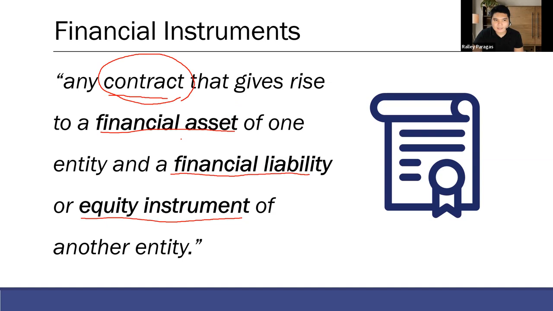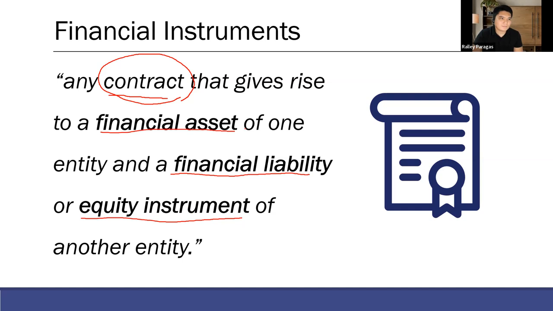So magkakaroon siya ng financial asset, for example, holdings in the equity or holdings in debt. And the other counterparty, magkakaroon siya ng financial liability or a liability to the holder of those securities. Okay? Or on the other hand, pwede rin magkaroon ng equity instrument. So pag nag-issue ng shares yung isang counterparty, magkakaroon ng investment yung holder and magkakaroon din ng equity component yung issuer sa kanyang financial statements. Okay? So that's basically it.